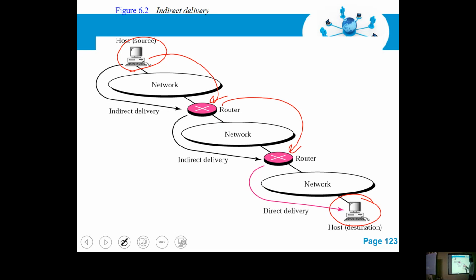Again, this one is sending to this one. Same here also. It is not the final destination. So it is indirect delivery. And here to here, this router is sending to this. Both are in the same network. I have a direct connection, so it is direct delivery.